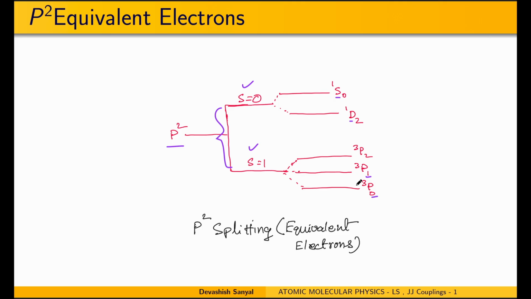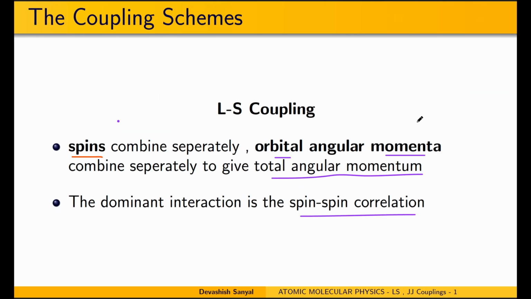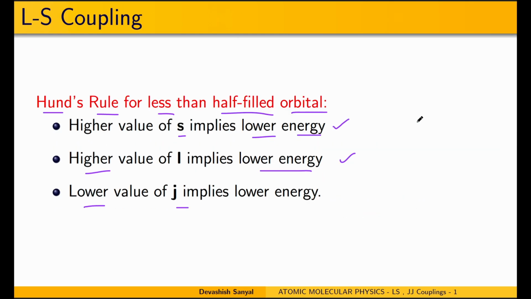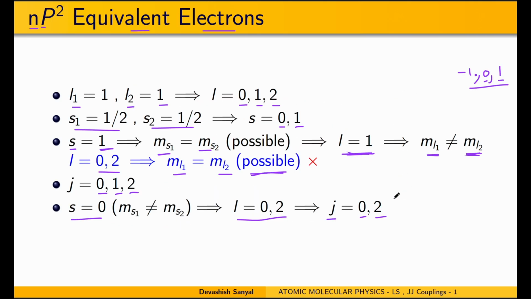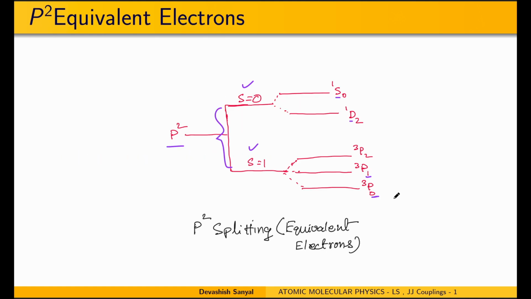So the lowest energy will be the one having the lowest J according to Hund's rule, because this is less than half filled. So we will be following this Hund's rule. Okay, so this is the P2 splitting.